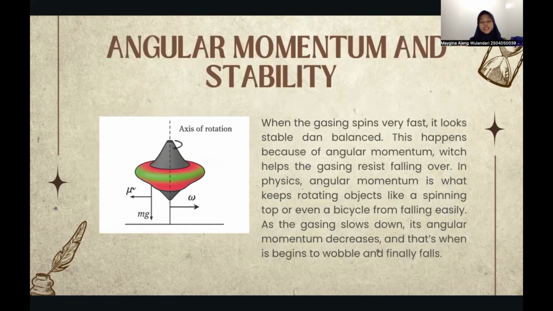Angular momentum and stability. When the gasing spins very fast, it looks stable and balanced. This happens because of angular momentum, which helps the gasing resist falling over. In physics, angular momentum is what keeps rotating objects like a spinning top or even a bicycle from falling easily. As the gasing slows down, its angular momentum decreases, and that's when it begins to wobble and finally falls.